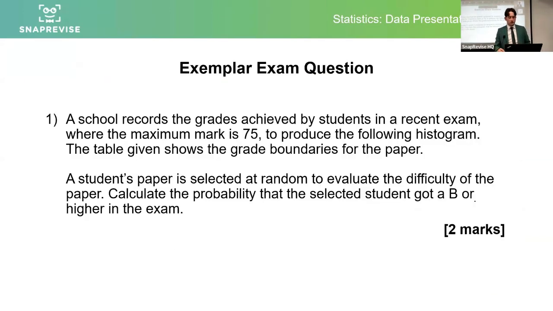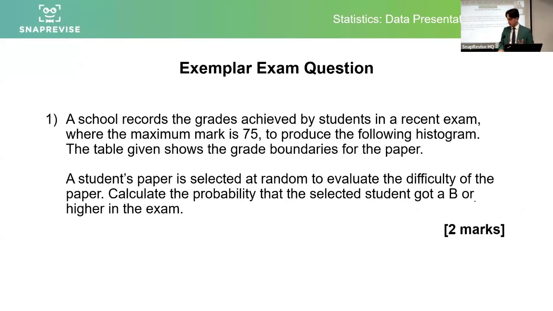So a school records the grades achieved by students in a recent exam. The maximum mark is 75. To produce the following histogram, we'll see in a minute. The table shows the grade boundaries for the paper, right? There's a few things going on here. A student's paper is selected at random to evaluate the difficulty of the paper. Calculate the probability that the selected student got a B or higher in the exam.